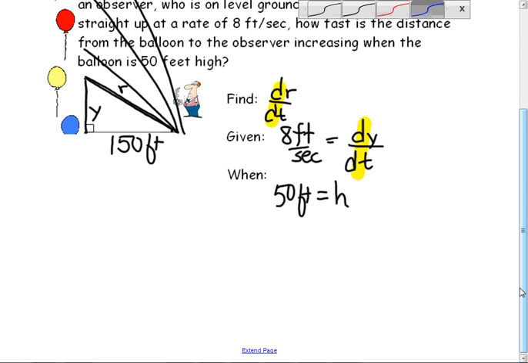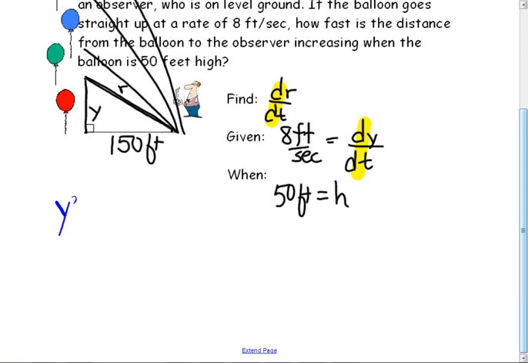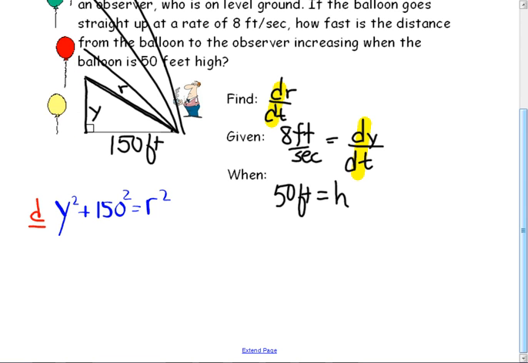With the right triangle, y squared plus 150 squared is equal to r squared, right? And make sure you put in the things that are constant. That is constant. The height of the balloon at 50 feet is not constant. That is changing. And now what do we do? Don't solve for r or h. That's hard. Let's take the derivative with respect to what? Time.